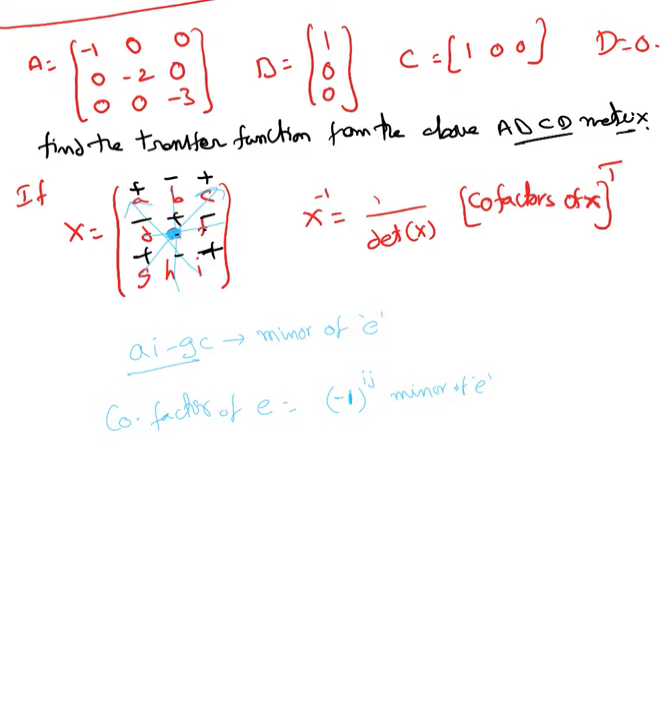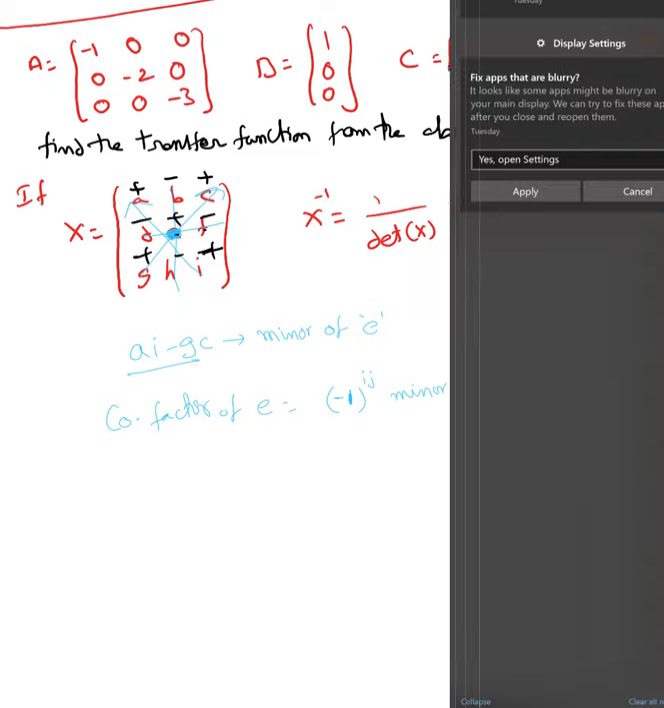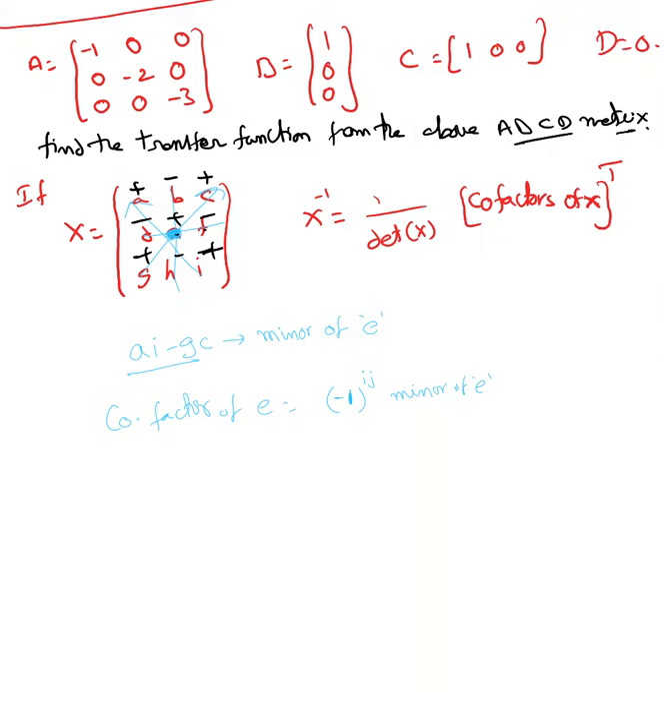Once we find the cofactor, you need to take the transpose of the cofactor matrix, then multiply that with 1 over the determinant of X. That will give you X inverse. So all we did: step 1, we found the minors; step 2, we found the cofactors; step 3, we transposed the cofactor matrix; step 4, multiplied that with 1 over the determinant of X.